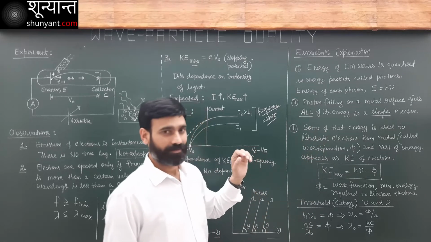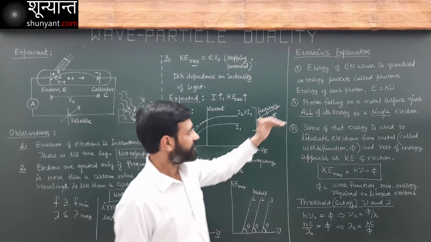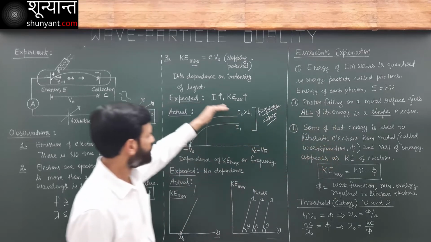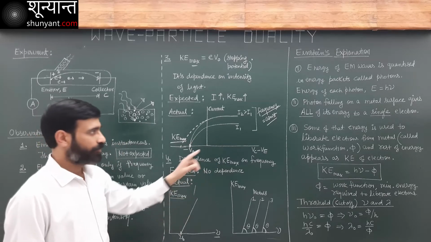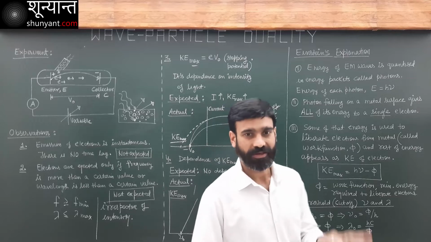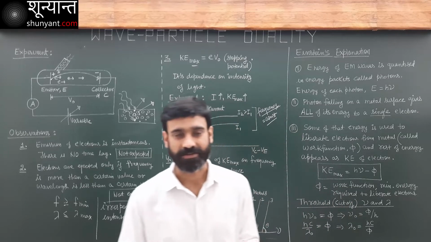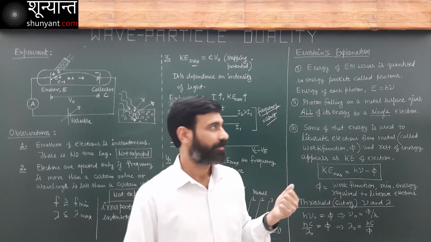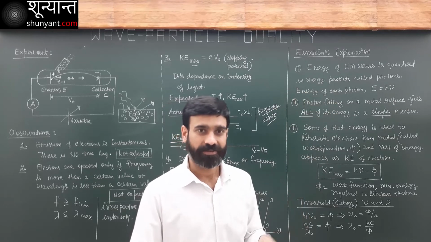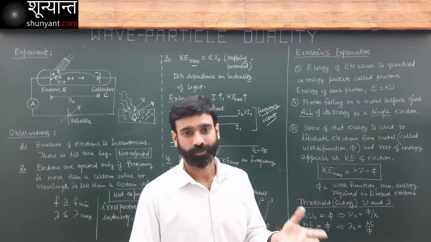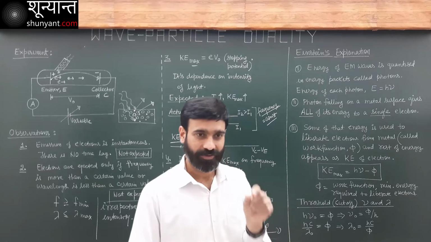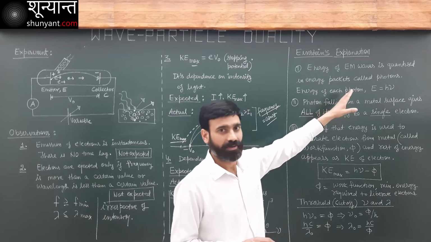Now let's try to understand his theory and then try to correlate this theory with these observations. The first point, quantization, that we already discussed in the last lecture: the energy of EM wave is quantized in energy packets, which are called photons. The energy of each photon is h nu.